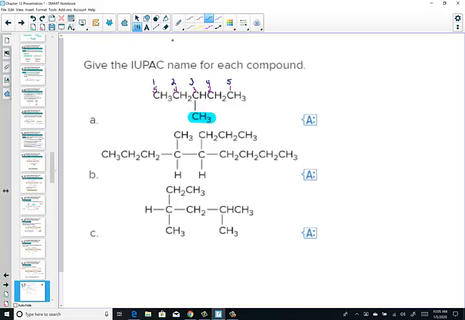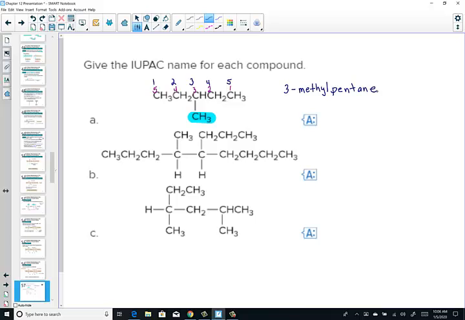So it doesn't matter which way I number in this particular example because either direction gives me the substituent group at carbon 3. At carbon number 3, we have a methyl group. Remember, separate numbers and letters by dashes. 3-methyl, the backbone is 5 carbons, so this is pentane. 3-methyl pentane.